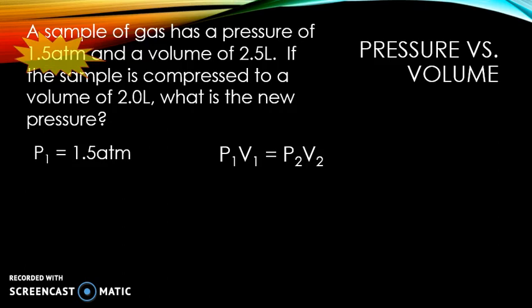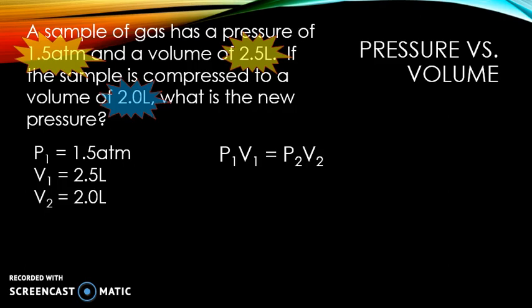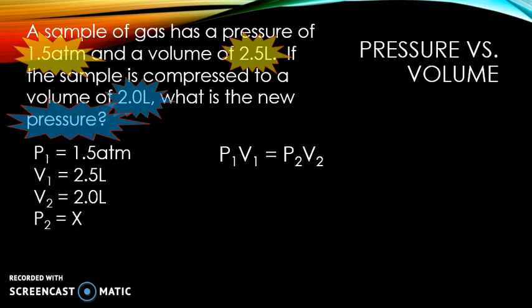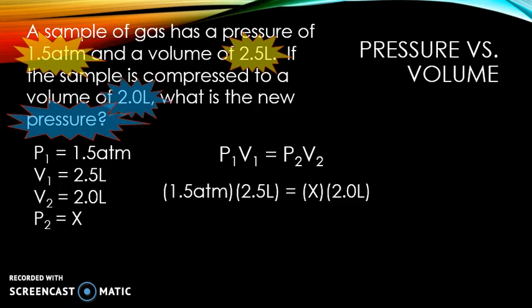Because it's the first pressure that I see in the problem, I'm going to define that as P1. The next number that I see is 2.5 liters. And since that's the first volume that I see in the problem, I'll identify it as V1. Then I see 2.0 liters. That's the second volume in the problem, so I'll identify that as V2. And then finally, the problem is asking me for a new final pressure, P2, and I'll define that as X. Now all that's left is to plug these variables into the equation, and then to solve for X. With only two significant figures, my final answer is 1.9 atm.